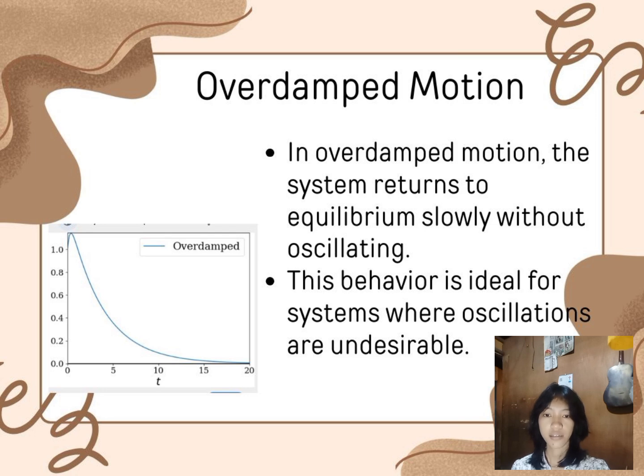Next is the overdamped motion. In overdamped motion, the system returns to equilibrium slowly without oscillating. This behavior is ideal for systems where oscillations are undesirable. In an overdamped system, damping is strong enough to prevent any oscillation. So instead of bouncing back and forth, the system slowly returns to the equilibrium point without overshooting. This type of damping results in a slow, smooth movement towards rest.